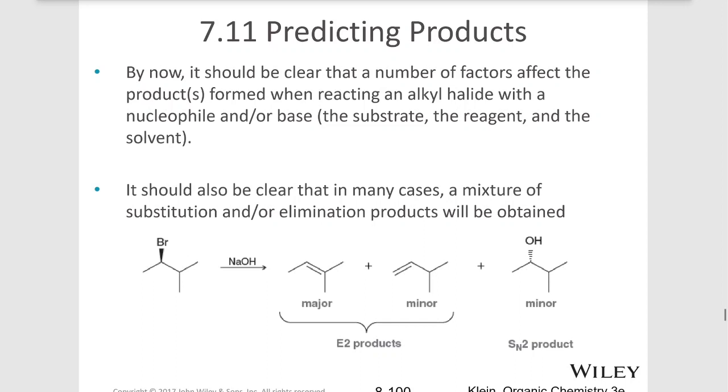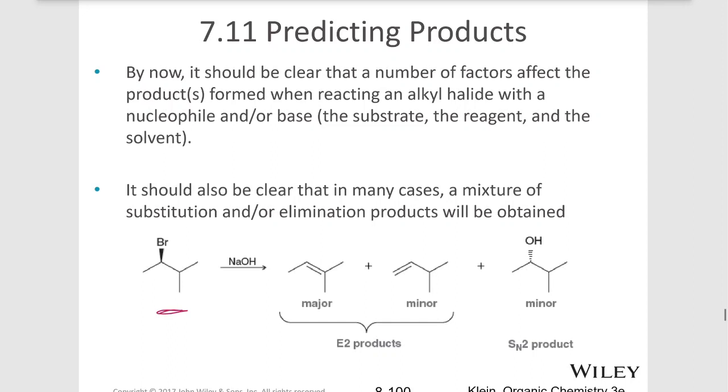So it should be clear by now that a number of factors affect the products that are formed when an alkyl halide reacts with a nucleophile or a base, depending on whether the reagent is acting as a nucleophile or a base. We've learned that we can get a mixture of products depending on whether we get substitution or elimination products, and even within those subsets of products we can get different products. For a simple substrate like this, we can even have three possible products.